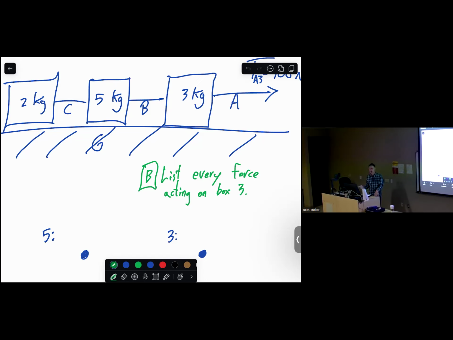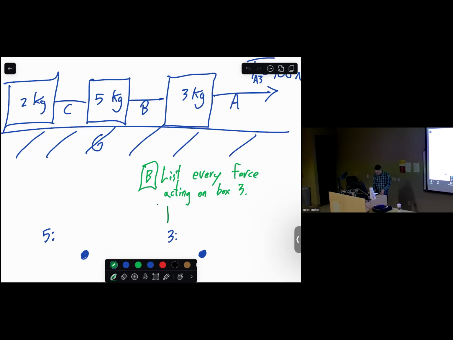Oh, and what kinds of force? Actually, most people got the kinds of forces correctly. Just added extra ones. What I would have said is tension of A on 3, tension of B on 3, normal force of ground on 3, and weight force of Earth on 3. Yes.